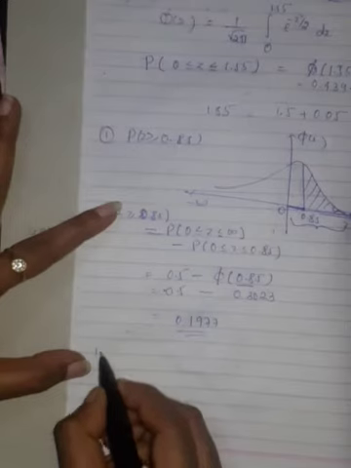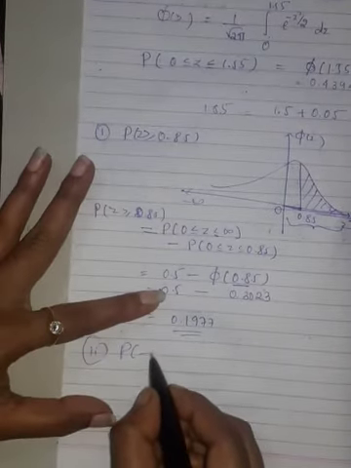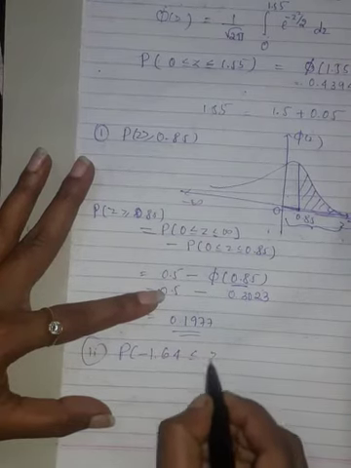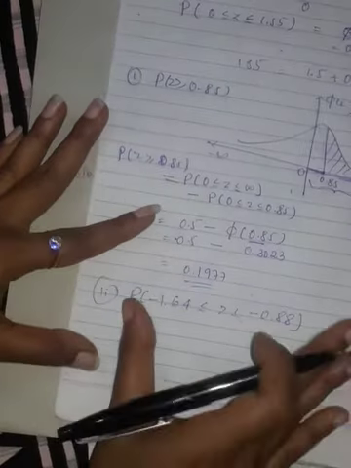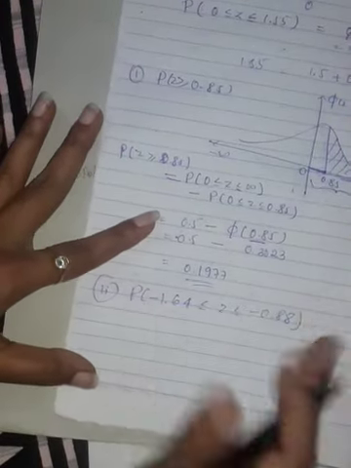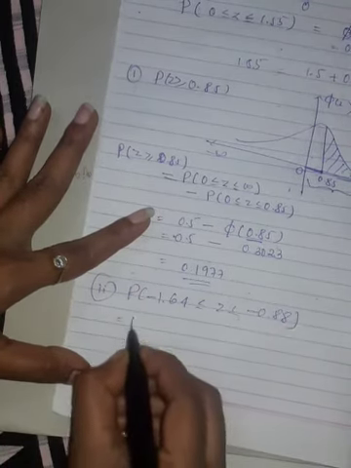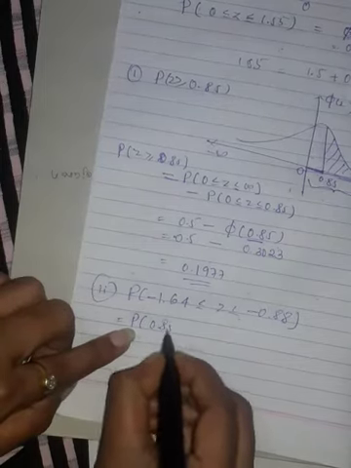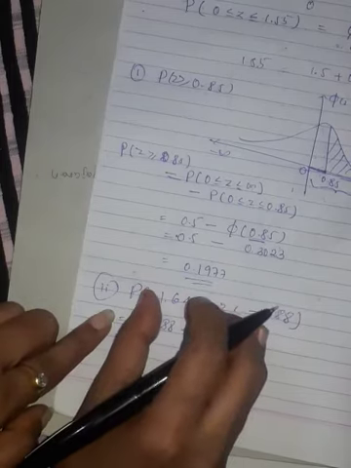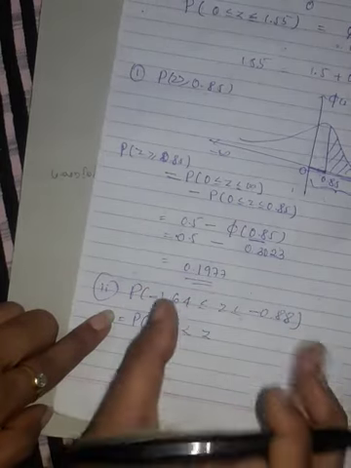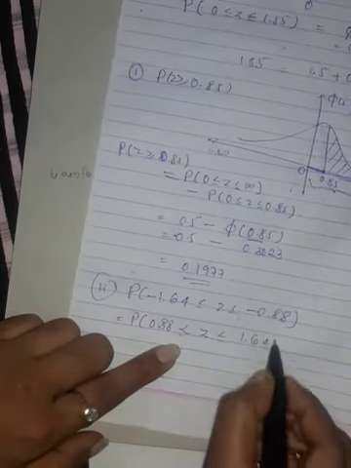Next, second, what they asked to find? Probability when z lies between minus 1.64 to minus 0.88. Now this can also be written as, I want to remove this minus sign, so this can also be written as probability when 0.88 is less than or equal to z, less than or equal to 1.64, if you remove the minus sign.